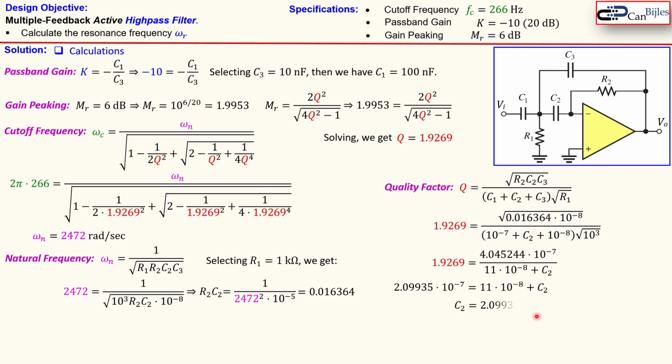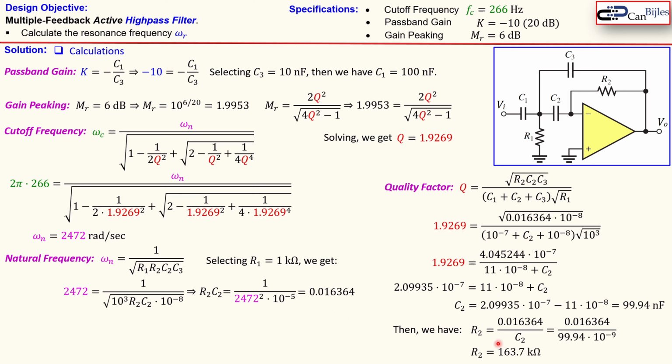Now we can calculate C2 by doing the 2.09935 times 10 to the power minus 7 minus this, which will result in almost 100 nanofarads. Now a little bit less, which is then 99.94 nanofarads here. Now we know C2 individual value, and since we also know the product of R2 and C2, which is this value, we can calculate now the R2 also, which is this value here, from here, divided by the C2 we just calculated, and that will result in 163.7 kilo ohm approximately. So we know now all 5 components here, so the design is completed.